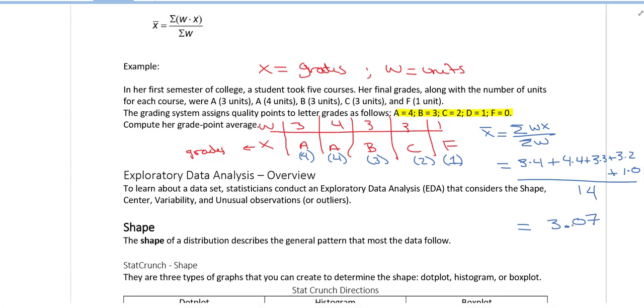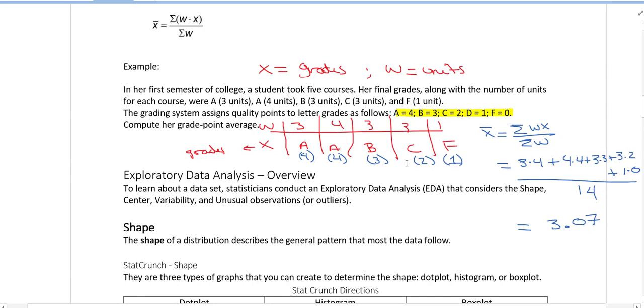Now notice that for this particular person, the fact that her grade in the 1 unit class was an F really helped to keep her GPA decent. Had that F been in a higher unit class, like in a 4 unit class, this really would have affected it, right?